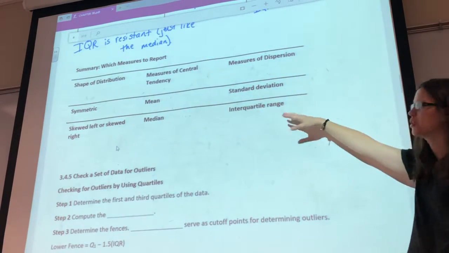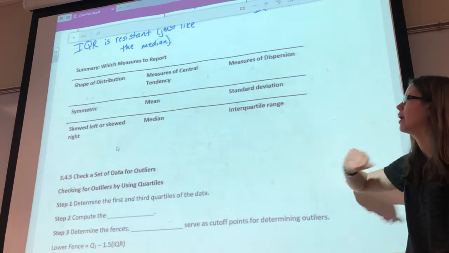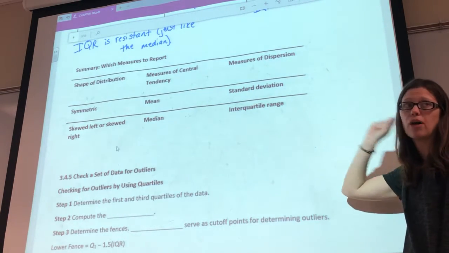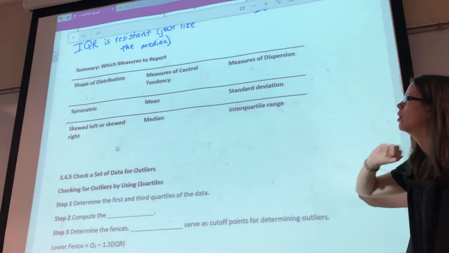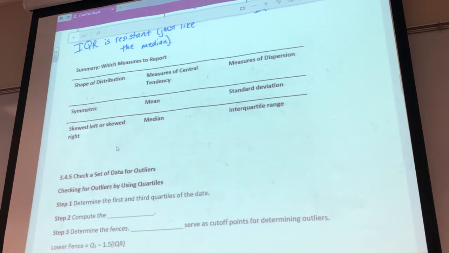Same thing with our measures of dispersion. Standard deviation is the most popular. As long as it's symmetric, you can go ahead and use that one. But if you have a data set that's skewed right or skewed left, standard deviation is going to be thrown off quite a bit by those extreme values. So you don't want to use the standard deviation. What you want to use instead is the interquartile range, because that one is resistant. So if it's skewed one way or another, you want to use the measures that are resistant. But if it's symmetric, you can go ahead and use the mean and the standard deviation, the ones that are more popular. That's fine. But if it's skewed, it's best not to use those ones because they're not very accurate.